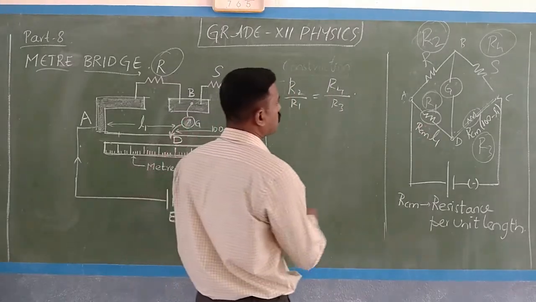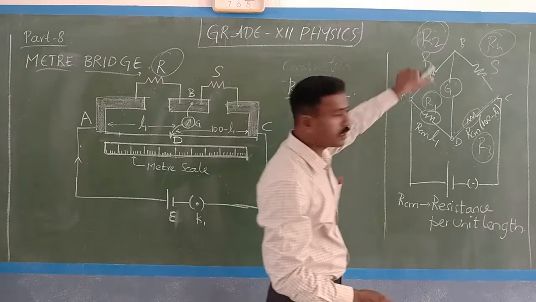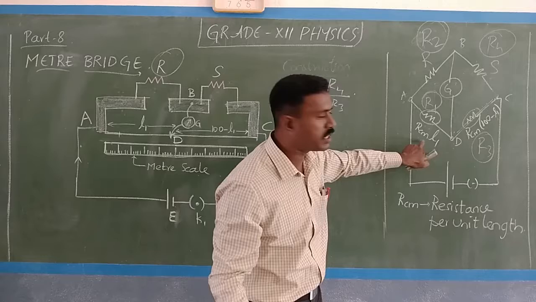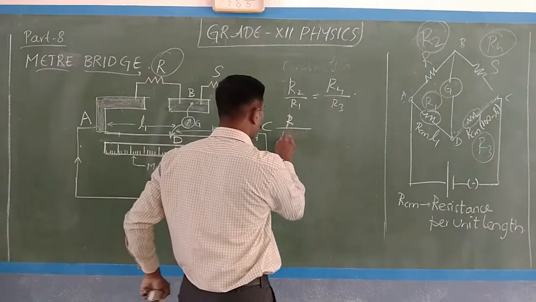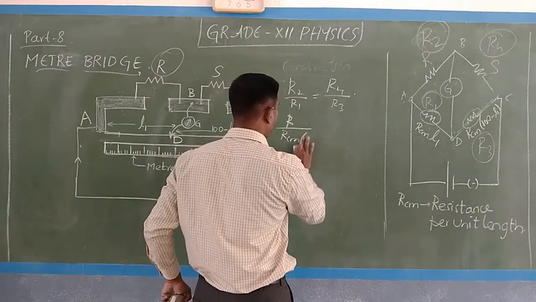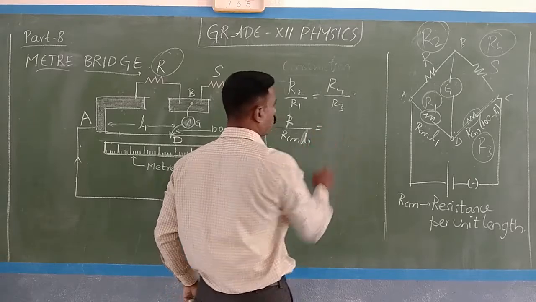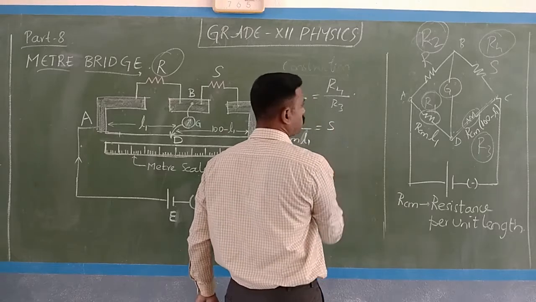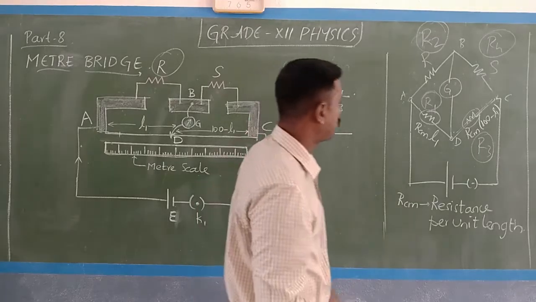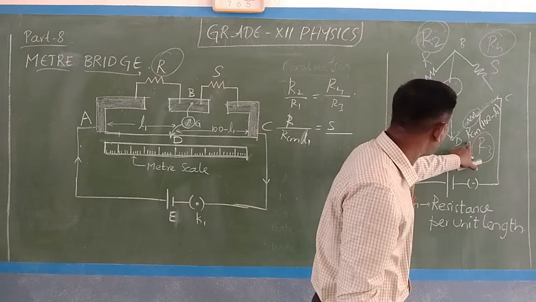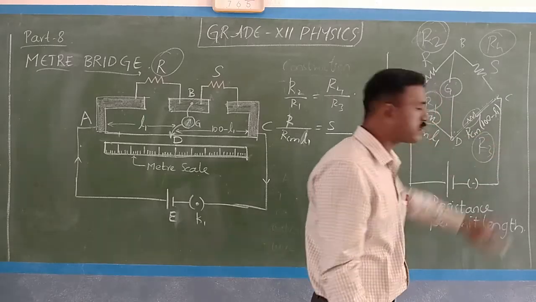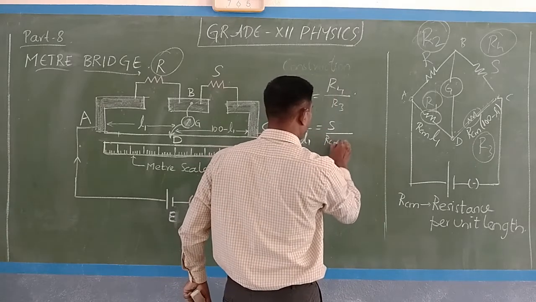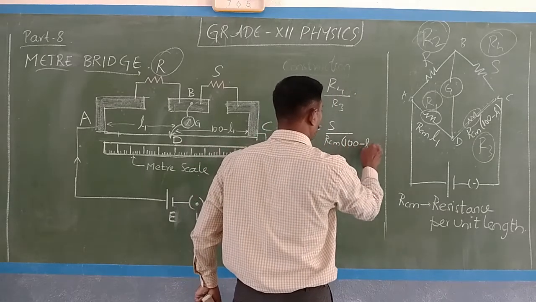So what is R2 here? R2 is the unknown value here. This is R. What is R1? R1 is RCM times L1. What is R4? R4 is S. And R3 is RCM times 100 minus L1.